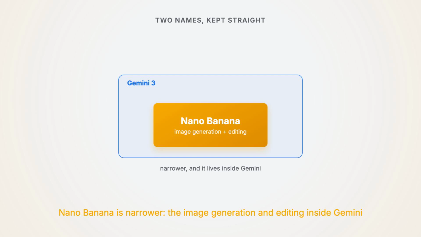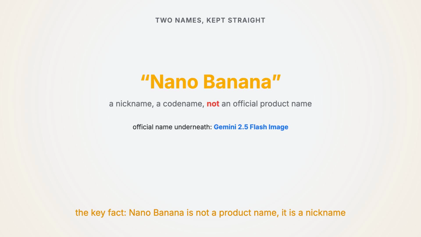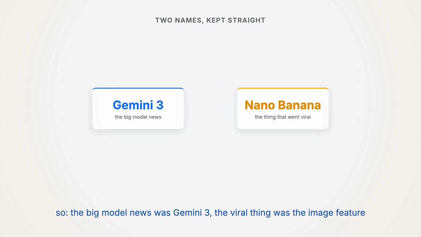It is the image generation and editing capability that lives inside Gemini. Now the single most important fact to get right: Nano Banana is not an official product name. It is a nickname, a code name. It first showed up anonymously on a public model ranking site in mid-August 2025. People noticed it was unusually good, and the playful banana label stuck. The official name underneath is Gemini 2.5 Flash Image. So the big model news was Gemini 3. The thing that went viral was the image feature inside it.